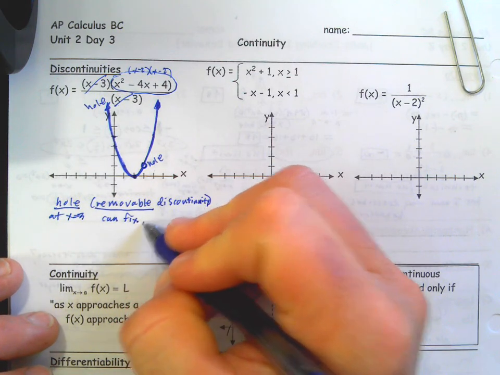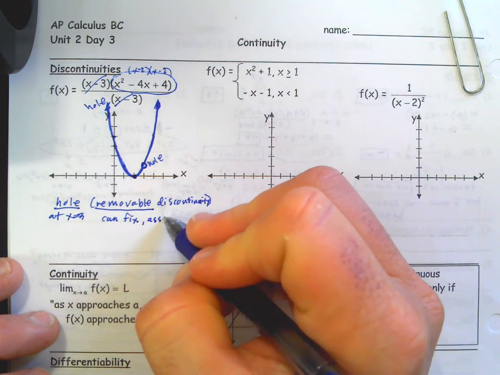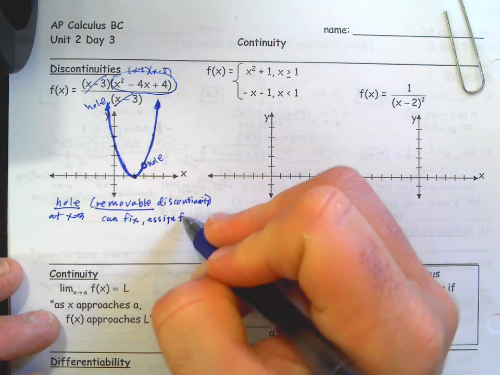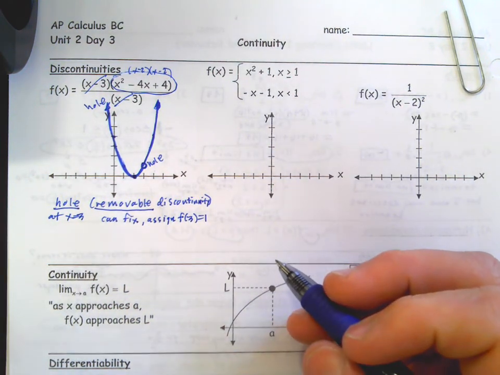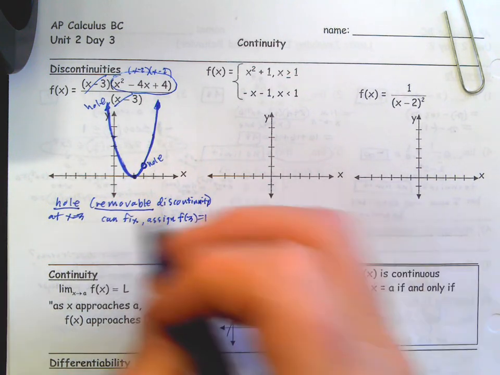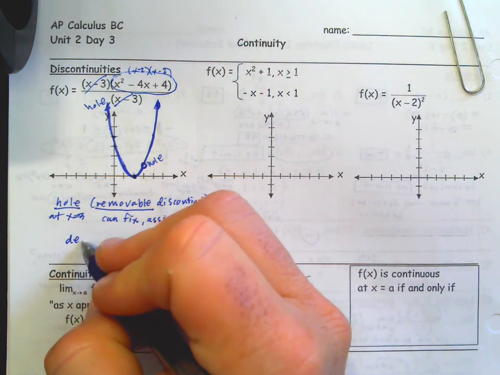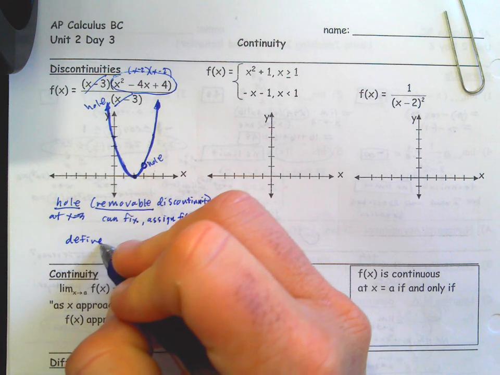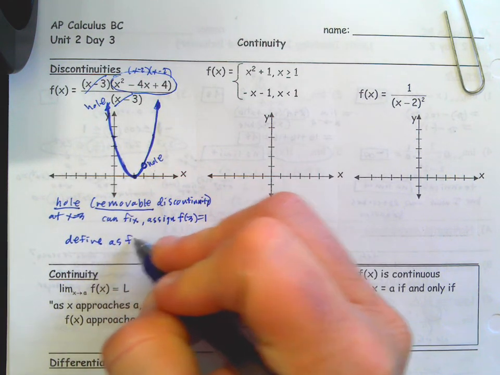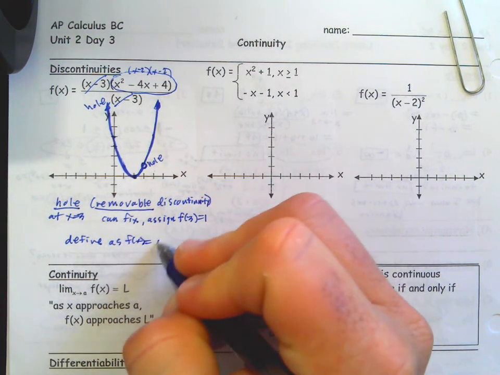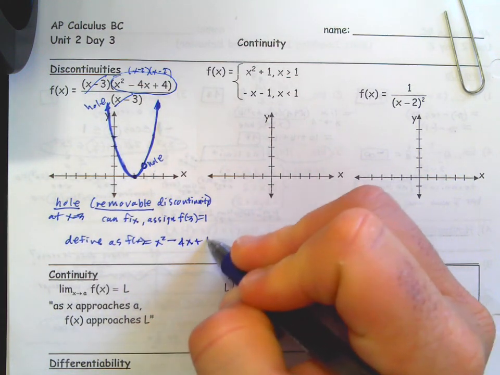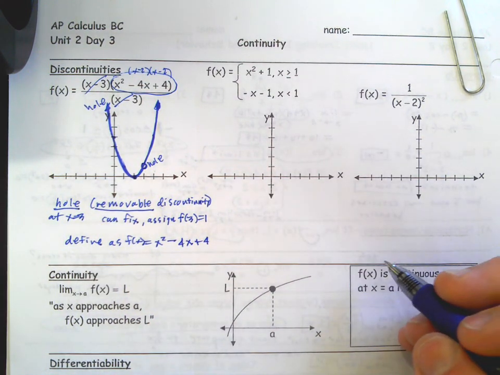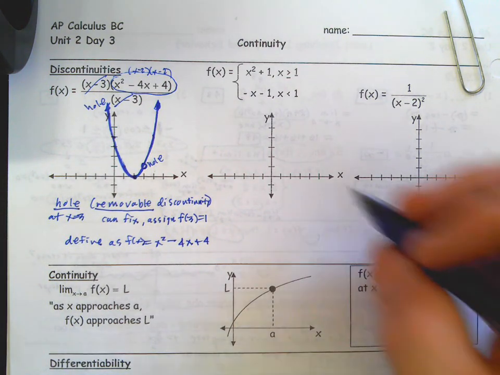We can just assign f(3) equals 1. And now it's plugged. But even easier than that, we could just redefine it as f of x equals the parabola. So this would be, we removed the discontinuity. So that's what they call it, a removable discontinuity.